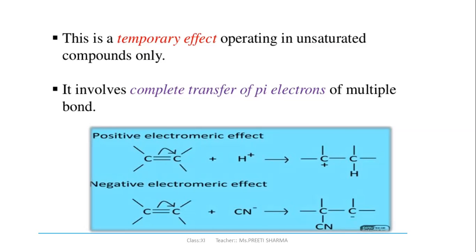Now, based upon that, we have two types, that is plus E and minus E. So in plus E, students, if we have one unsaturated compound and if pi electron pair of multiple bond is transferred to the atom to which the attacking reagent gets attached, then this effect is known as plus E effect. As you can see here, H ions, suppose एक कार्बन के पास पॉजिटिव चार्ज है, एक नेगेटिव चार्ज है. तो ये पॉजिटिव H आयंस हमारे पास कहाँ अटैक कर रहा है? उस कार्बन पे अटैक कर रहा है हमारे पास, राइट.